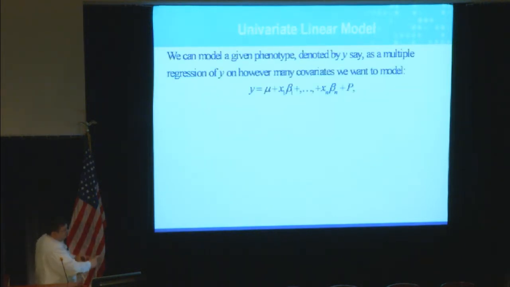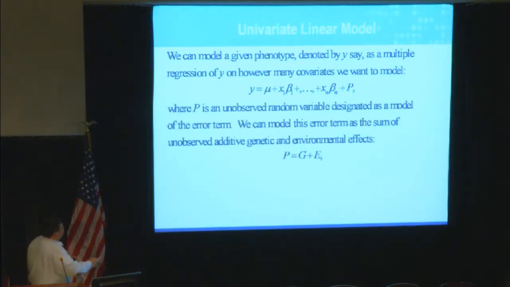All right, so I want to start with the univariate version and think of a linear regression model. We can model a given phenotype denoted by Y as a multiple regression of Y on however many covariates we want to include in our model. They can be representative of sex, age, however many covariates you want, and then their corresponding beta regression coefficients, right? And here epsilon is our unobserved random variable modeled as the error term. We can model this error term as the sum of unobserved additive genetic and environmental effects, right?